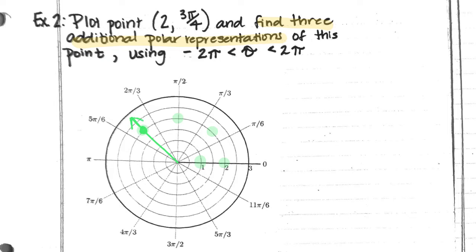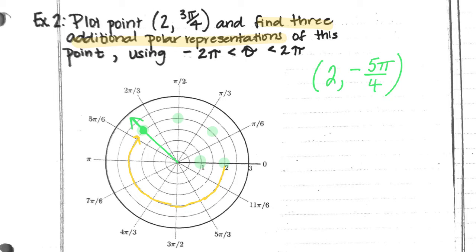So this point can also be shown with a negative angle. If I'm traveling negatively around the unit circle, remember when I go halfway around, that's 4π/4. So this would bring me to negative 5π/4.